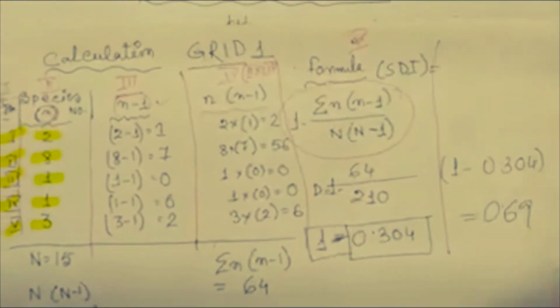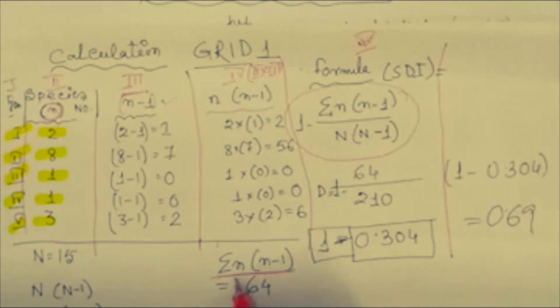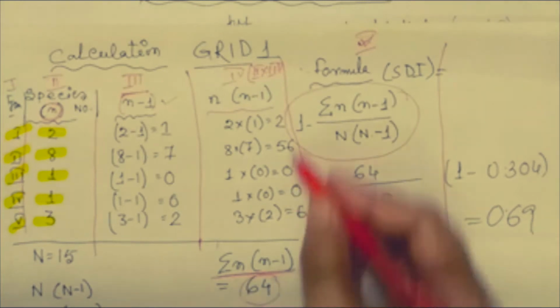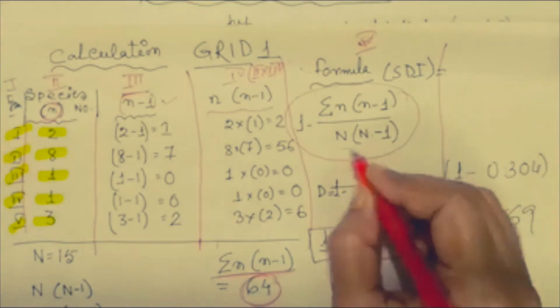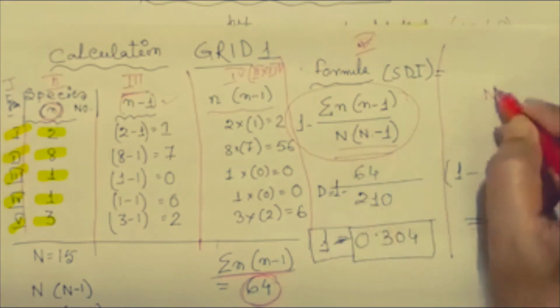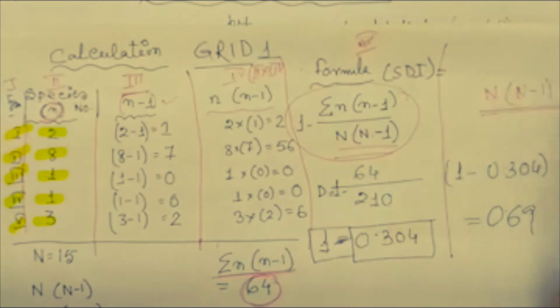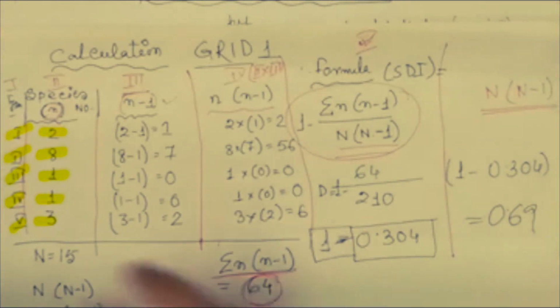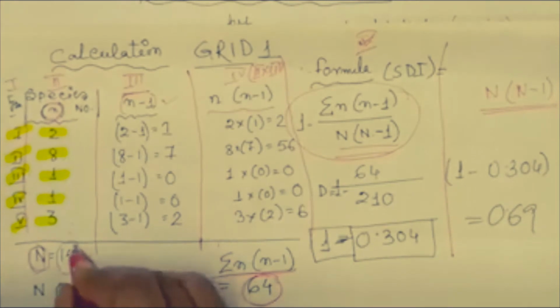So sum up this column and you will get this value, summation n into n minus 1. This is 64. Adding this column, you can get this value. Now come to this one. This one is n into n minus 1. N stands for the overall number of spaces. Okay, this is 10. Number of spaces is 15.